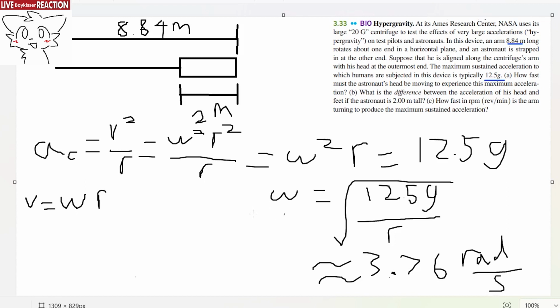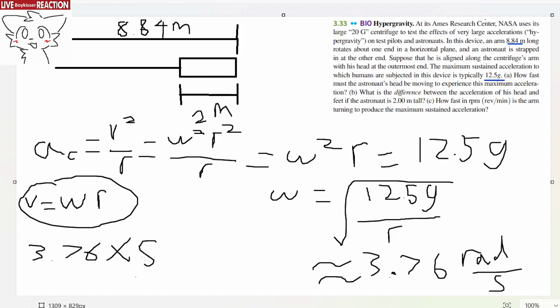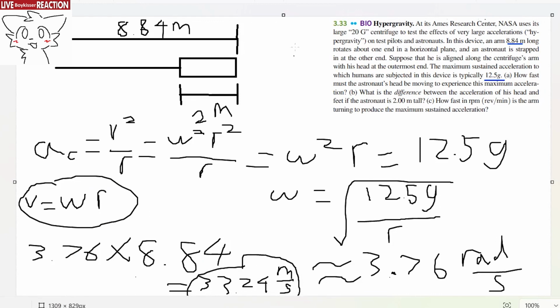And since v equals omega r, we just multiply this by the radius. 3.76 times 8.84 equals 33.24 meters per second. And that is for part A.